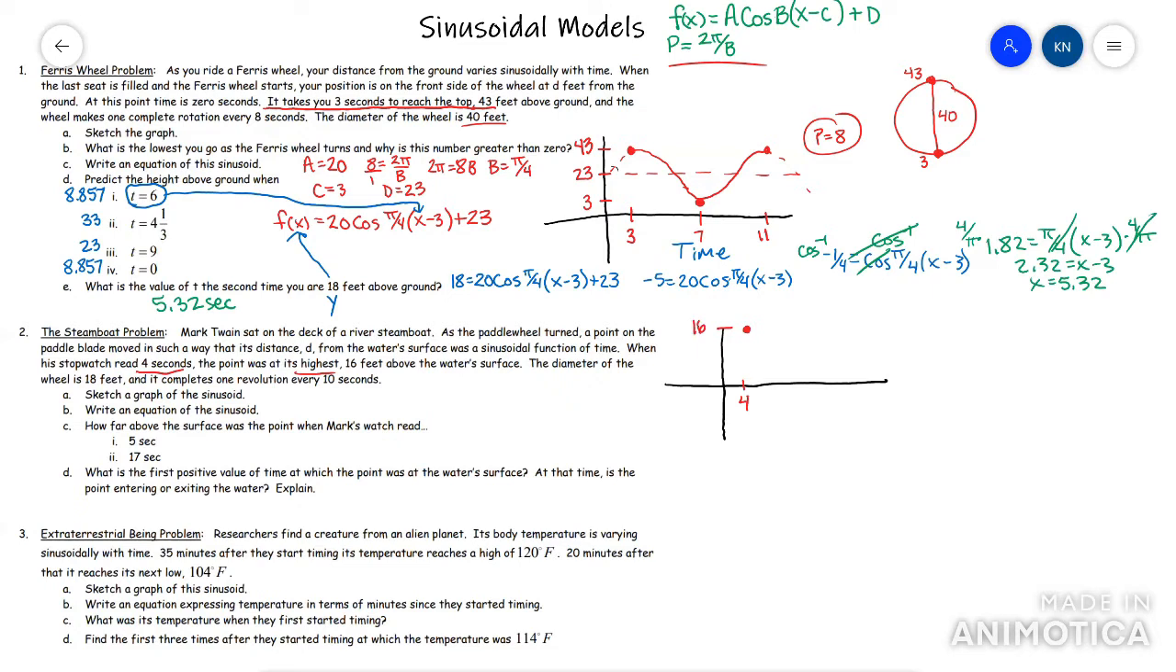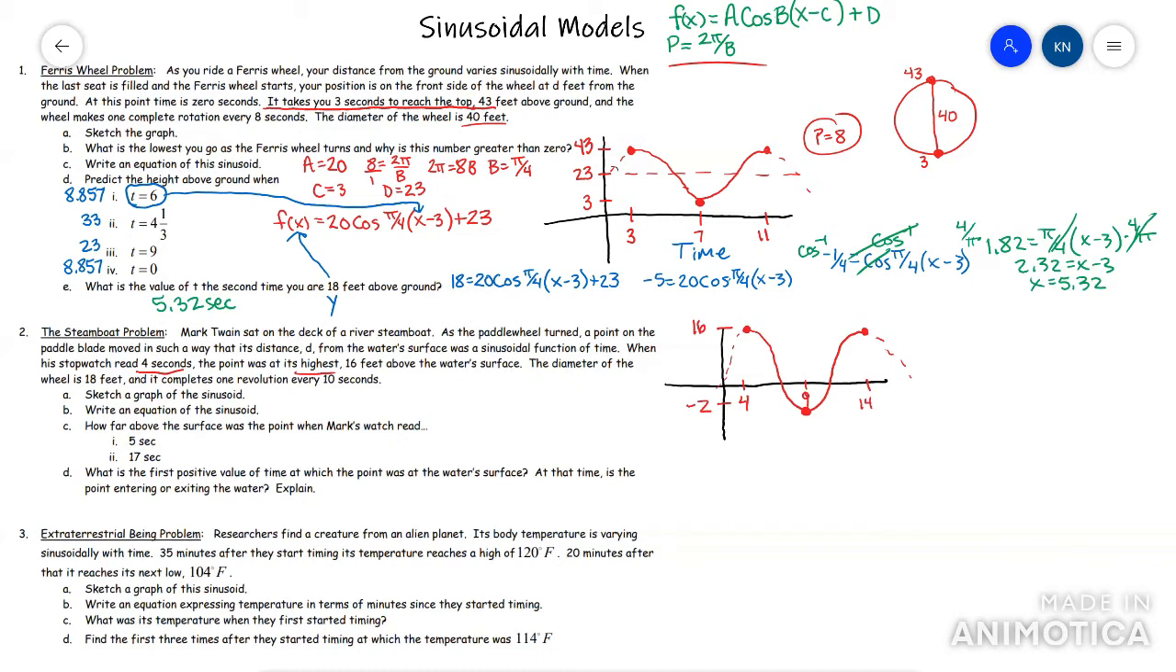So 4 seconds in, he's at the highest. And that's 16 feet above the water's surface. The diameter of the wheel is 18 feet. That means the lowest it's going to go is -2, 2 feet underwater. It completes 1 revolution every 10 seconds. So 10 seconds after 4 seconds, so 14 seconds, it's going to be back at the highest. Split the difference there, 9. That's when it's going to be at the lowest. So it looks something like this. And then it would, of course, repeat. All right, so there's my graph.